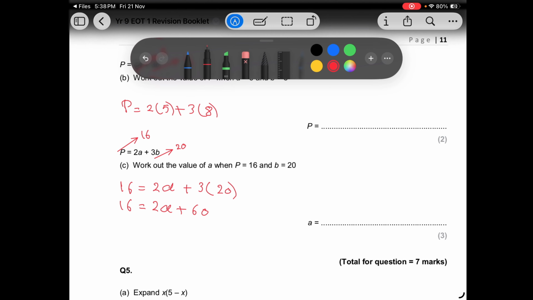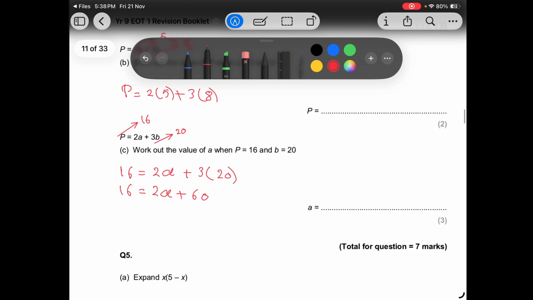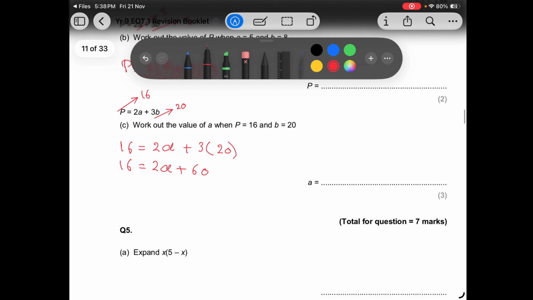So I will flip this equation. I like the unknowns to be in my left hand. It's the same, guys, same. There's no difference. You can just move 60 here to this side, keep it as it is, it's fine. It will be 16 minus 60 equals 2a.